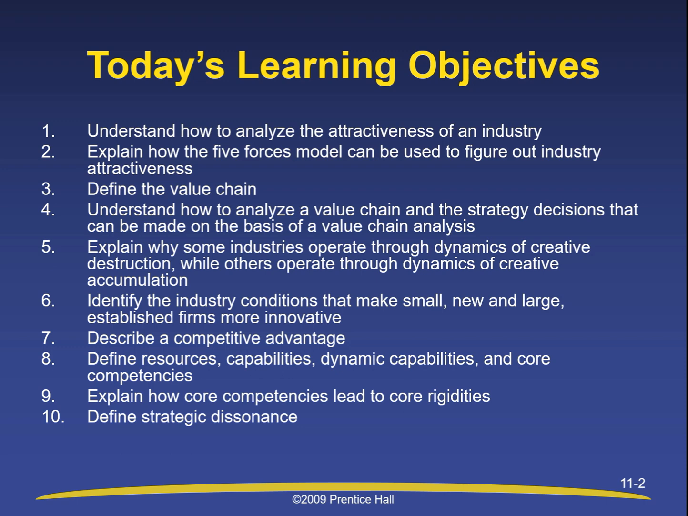Explain why some industries operate through dynamics of creative destruction, while others operate through dynamics of creative accumulation. Identify the industry conditions that make small, new, and large established firms more innovative. Describe a competitive advantage. Define resources, capabilities, dynamic capabilities, and core competencies. Explain how core competencies lead to core rigidities. And finally, define strategic dissonance.